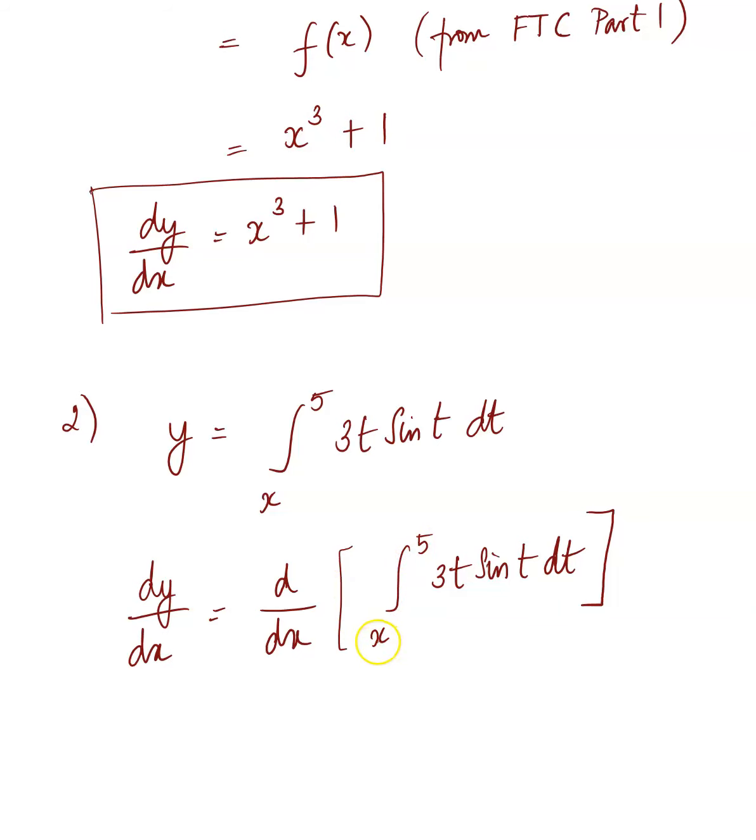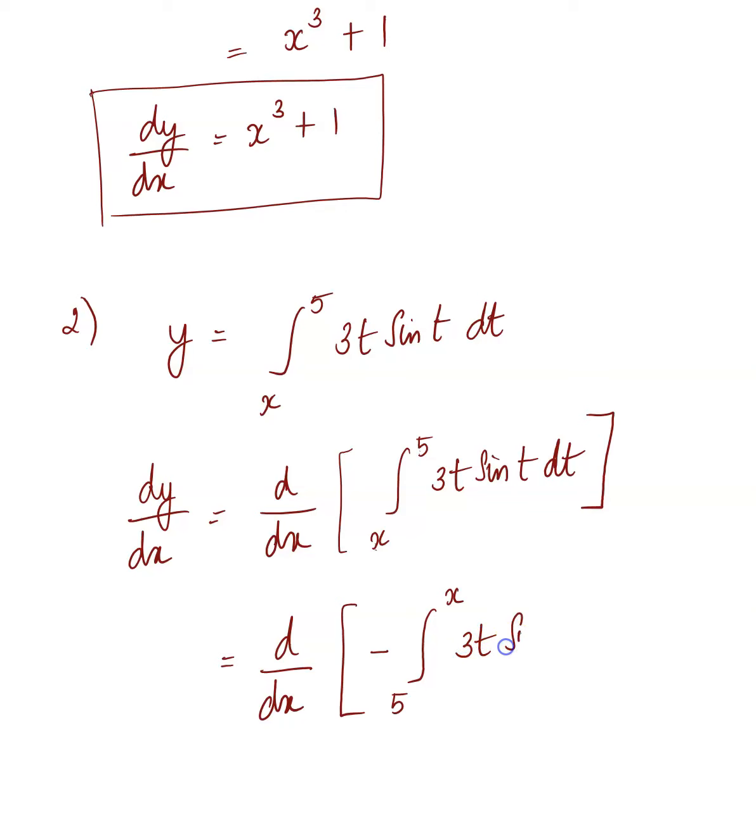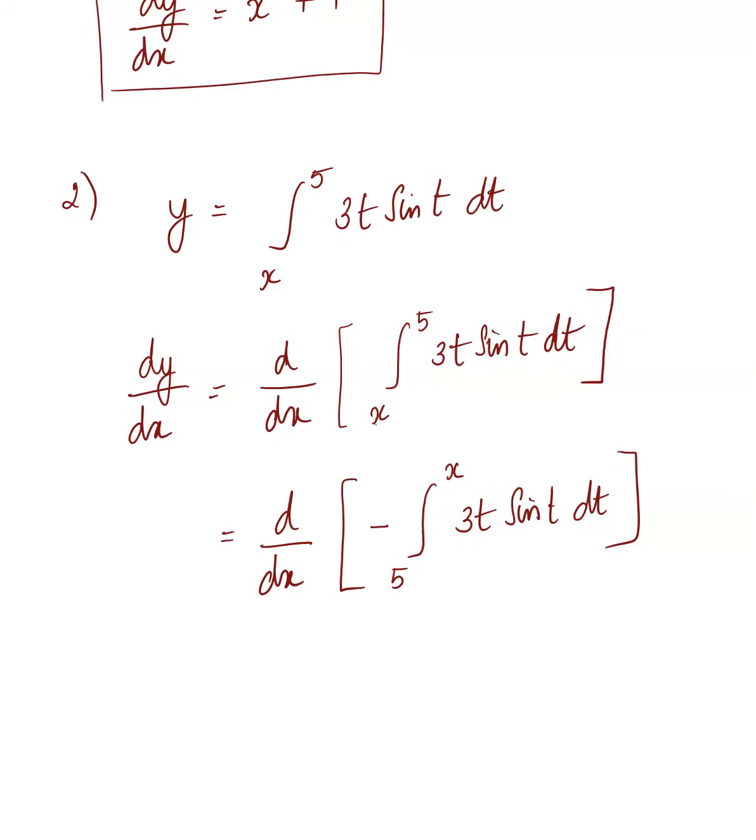But we do know from the order of integration, from the set of rules we saw before, we can switch this order if we throw in a minus. So if I make it a minus, then the integral can be switched from 5 to x of 3t sine t dt. The minus can be brought out and left outside the whole thing, so that shouldn't impact us. This is your f of t. So f of t is 3t sine t.